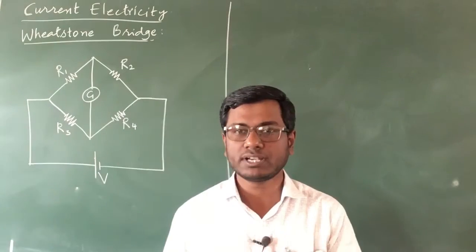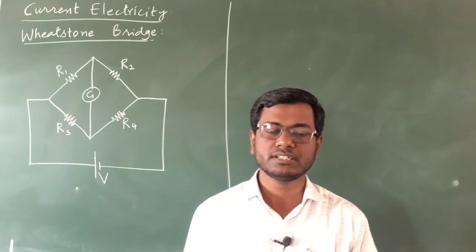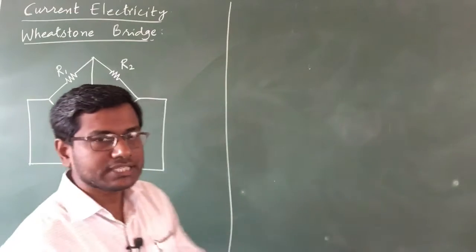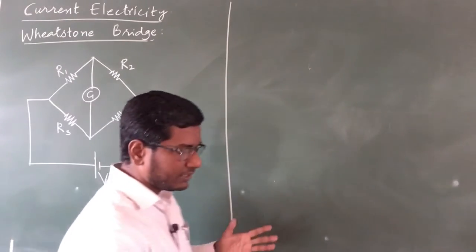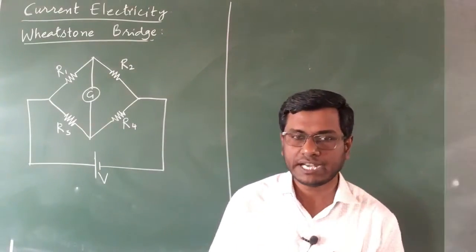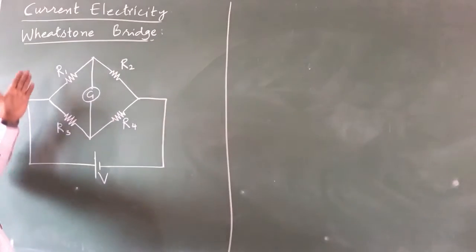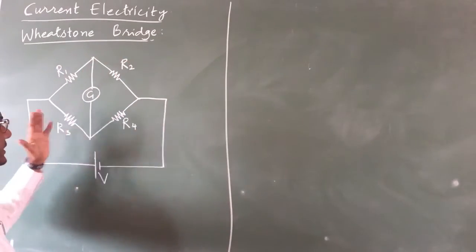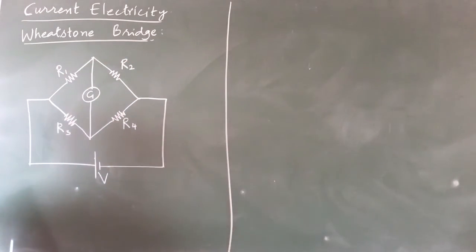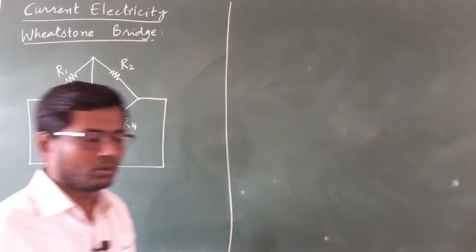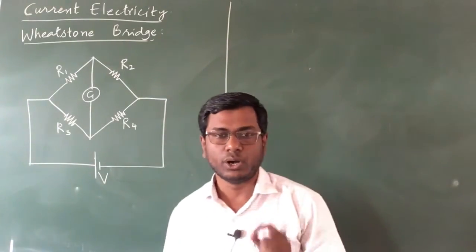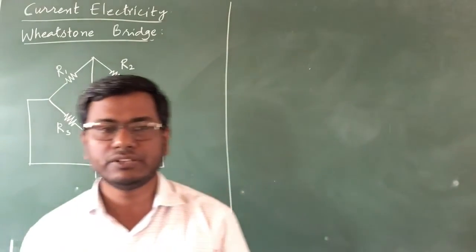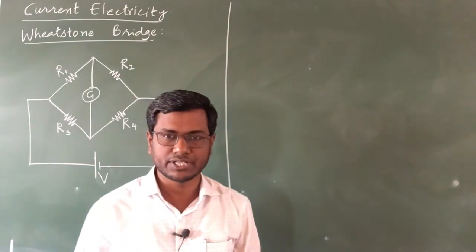Wheatstone bridge. Now, what is there in a Wheatstone bridge? Let me define what a Wheatstone bridge is. It is a network of 4 resistors which are connected in the form of a quadrilateral. So these 4 resistors R1, R2, R3 and R4 are connected in the form of a quadrilateral, and across the diagonals of the quadrilateral we will be having 2 more connections.